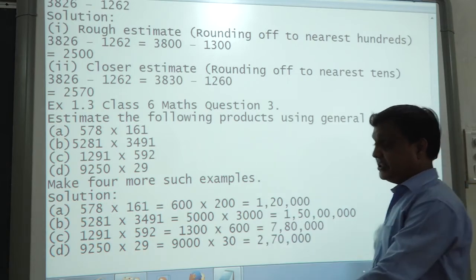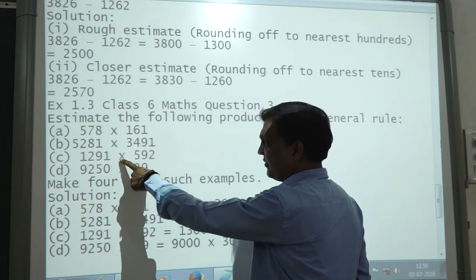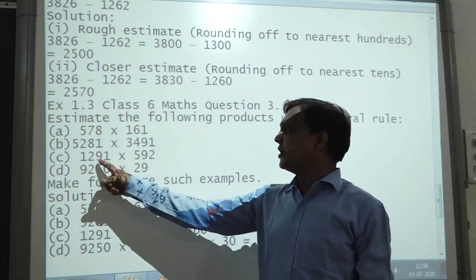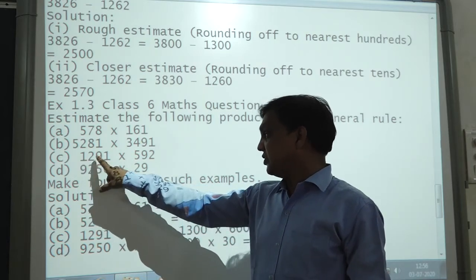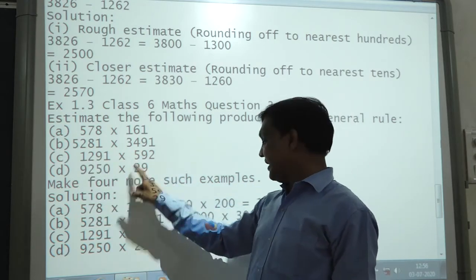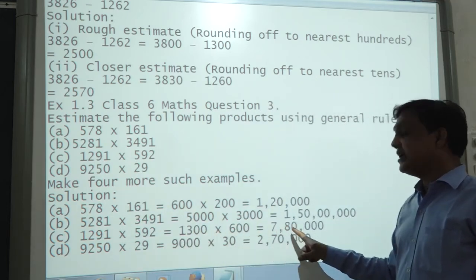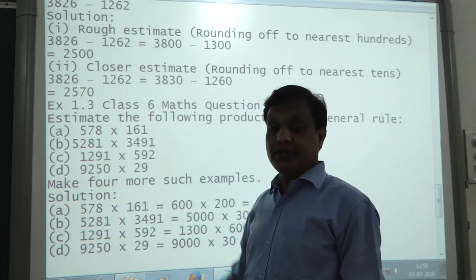Once again, please pay attention. This is 1,291 multiplied by 592. Both numbers are converted. This number became 1,300, and this number became 600. So 1,300 multiplied by 600 is 7,80,000. This is called the general rule. In both cases we converted to the nearest 100.